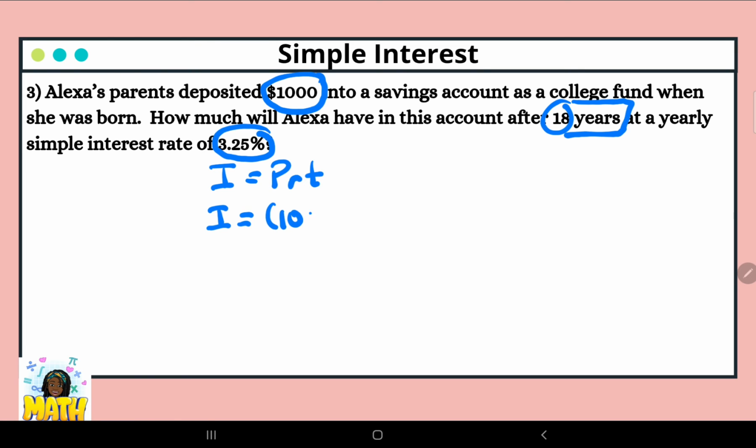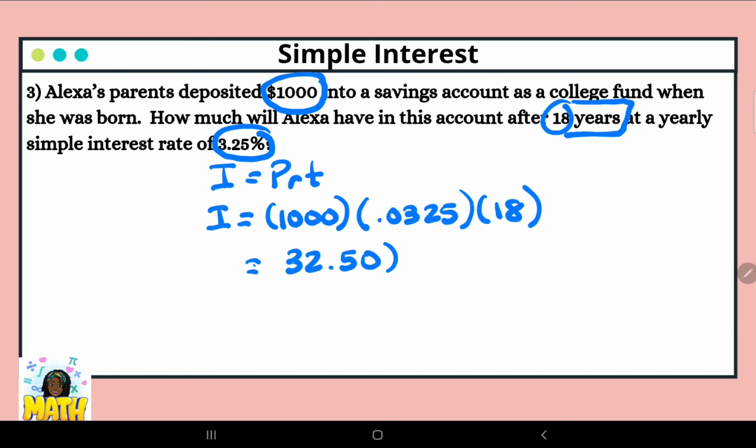So we plug in our 1,000. Our rate when converted to a decimal is 0.0325 because we have to move two places. And then we're multiplying by 18. 1,000 times 0.0325 is equal to 32.50. And then we multiply that by 18 for a total amount of $585.